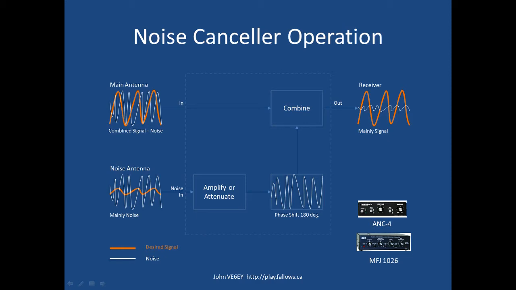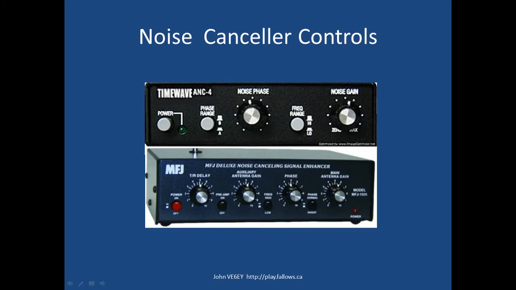And these things really do work if you have a good noise antenna, which is what we'll focus on later on. And the controls are really simple. You have a gain and a phase control, and the trick is to try to get the noise that you're receiving on your noise antenna to match up with the noise you receive on your main antenna, but you reverse its phase, and ideally it will cancel out.